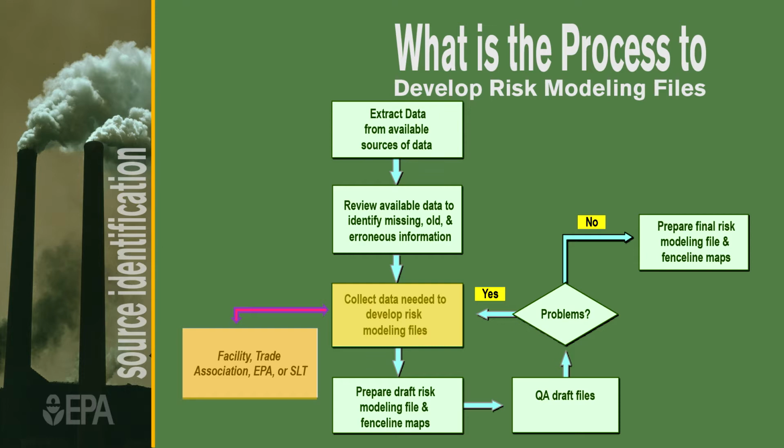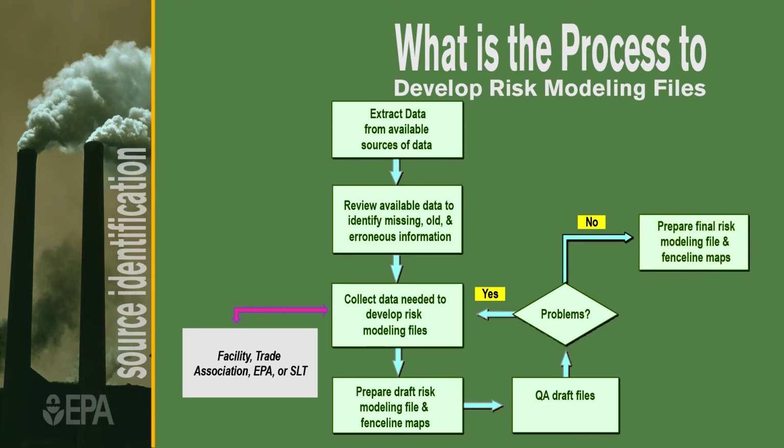So we collect our data, we receive it back into the agency, and then we prepare our draft risk modeling files and fence line maps. Fence line maps are very important for risk assessments. After we prepare the draft file, then we QA the file. If we find problems, we have to go back to the original data providers, and we have to get the data resolved. We have to get information in order to revise the file. Once we're satisfied that the files don't have any more problems, then we prepare the final modeling file and the fence line maps and send them on to the modeler. The fence line maps are usually prepared in a GIS application, ArcGIS.